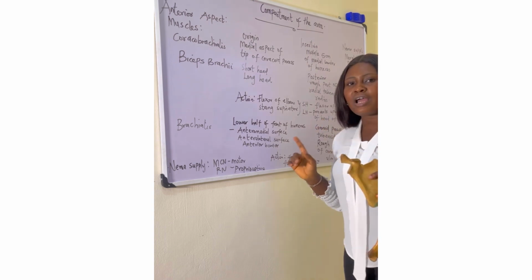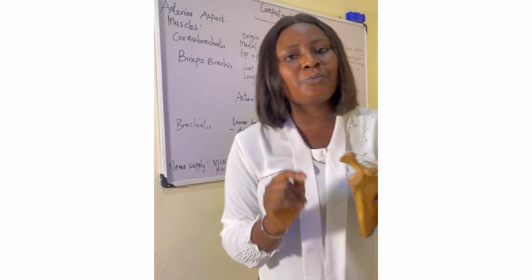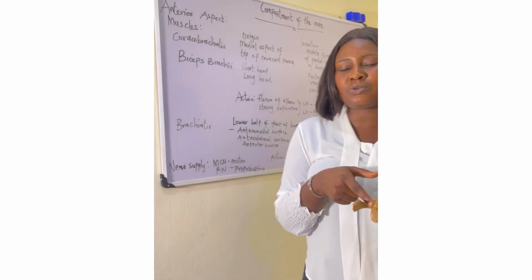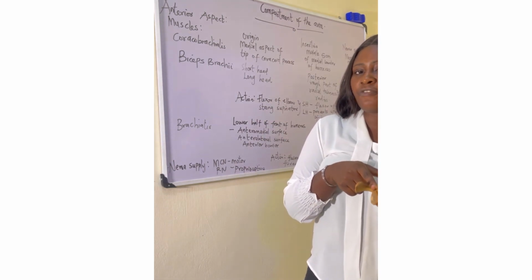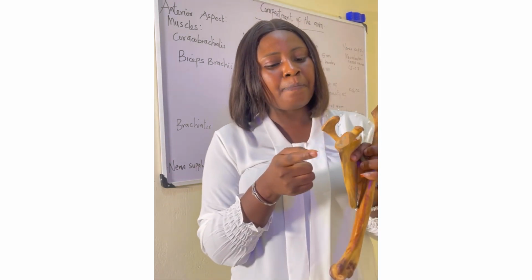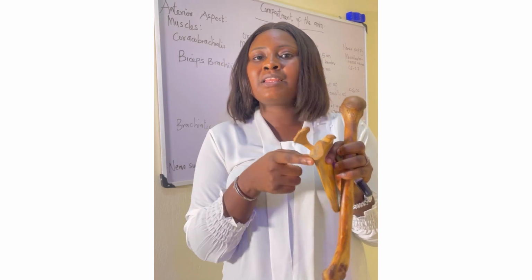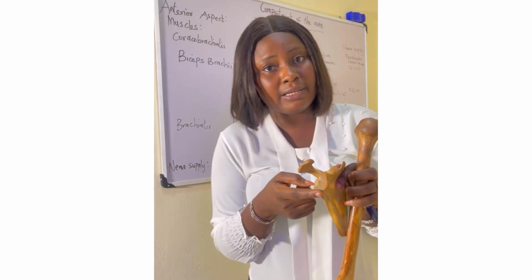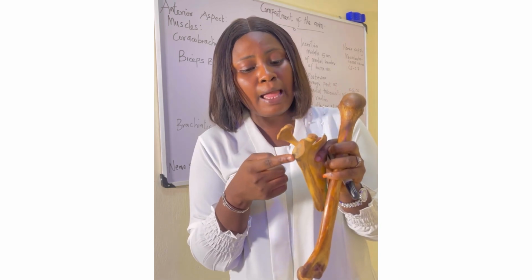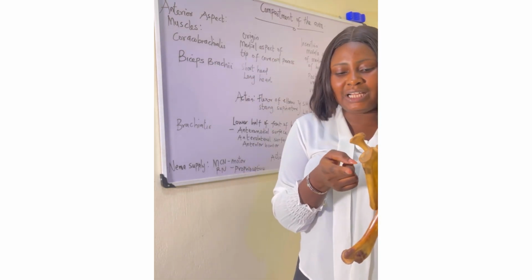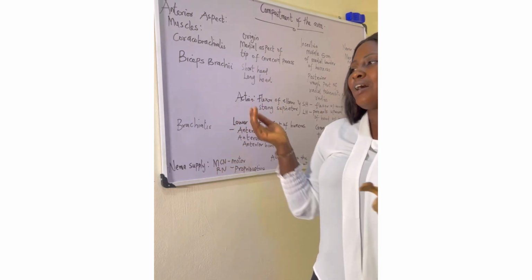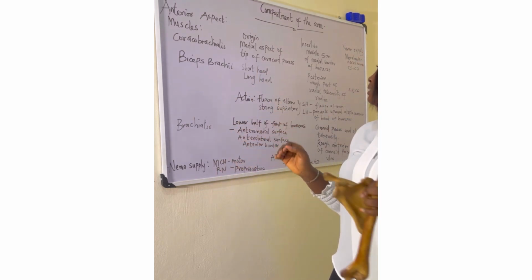Then the long head of biceps brachii is going to be originating from where? The supraglenoid tubercle. That is where the long head of biceps brachii will originate from. While the long head of triceps brachii will be originating from the infraglenoid tubercle. But the long head of triceps brachii is in the posterior compartment of the arm, so when we go into there, you appreciate it the more.